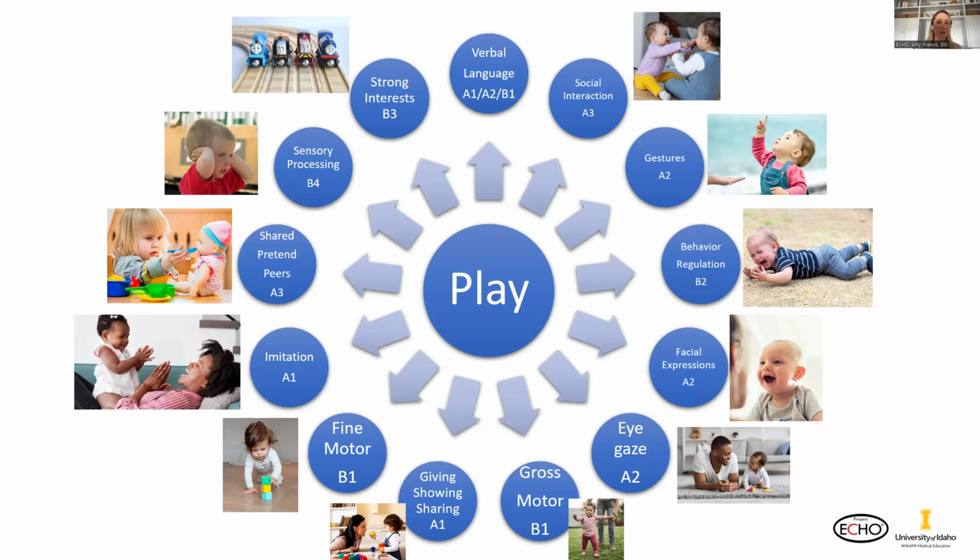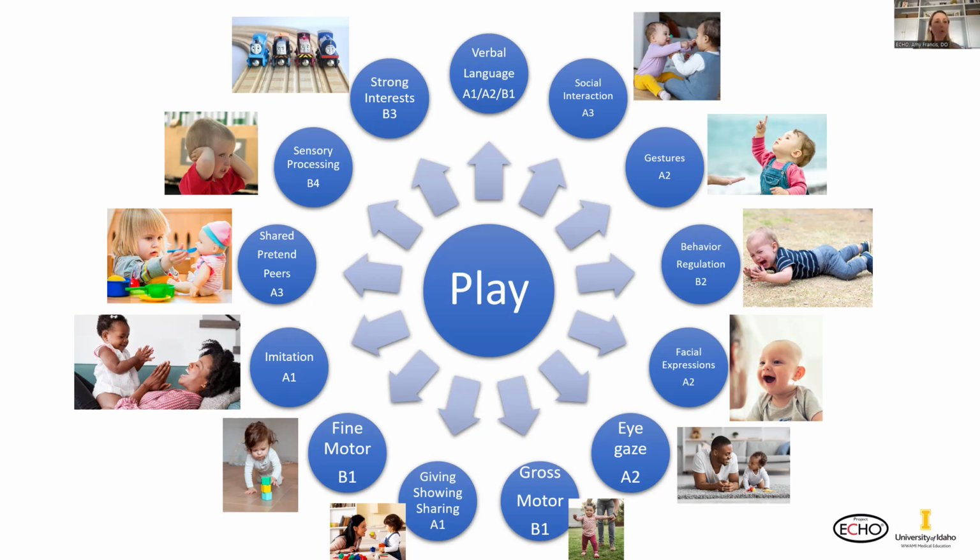Through play, you can look at verbal language. And what I did is I put the DSM-5 criteria mapped onto it, so that through verbal language, we can look at A1, A2, and B1. Through social interaction, right, that's A3. Gestures, right? We see a lot of gestures when we're playing with kids. That's A2. Behavior regulation, B2. Facial expressions, A2, right? Are they smiling in response to you? Are they giving you good facial expressions?